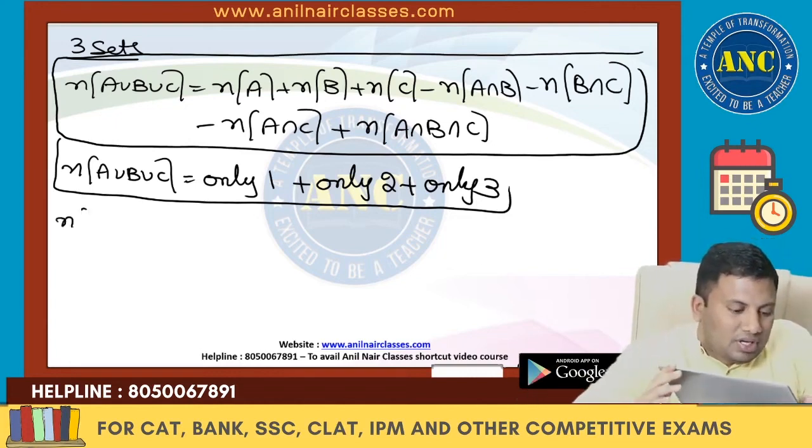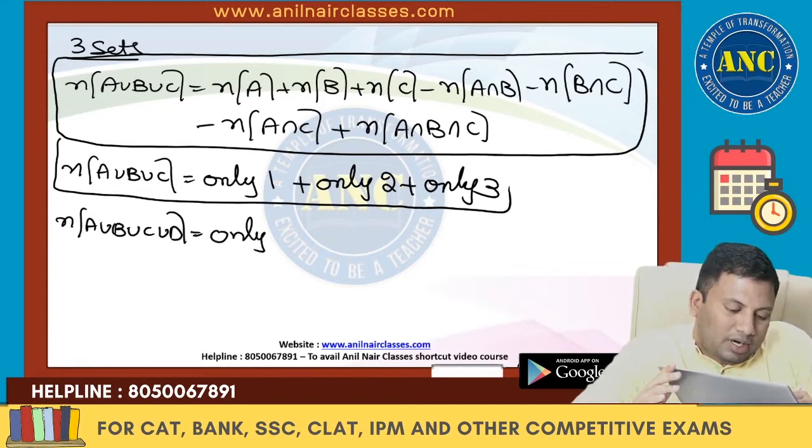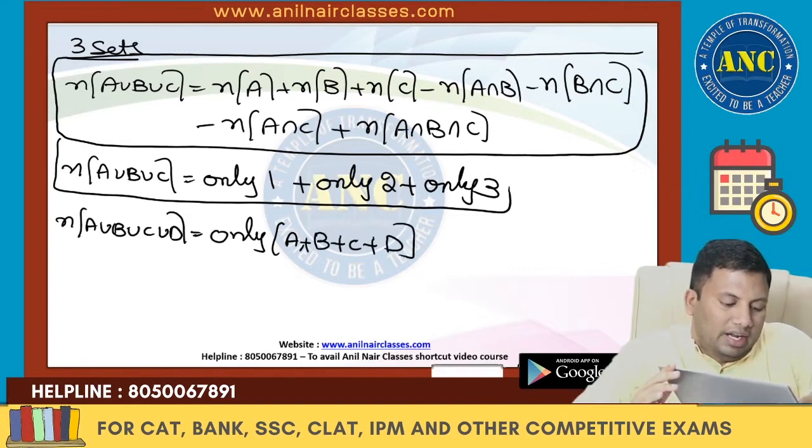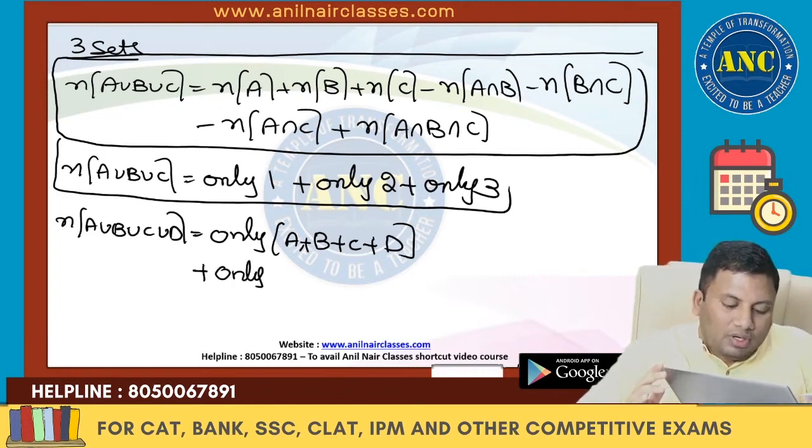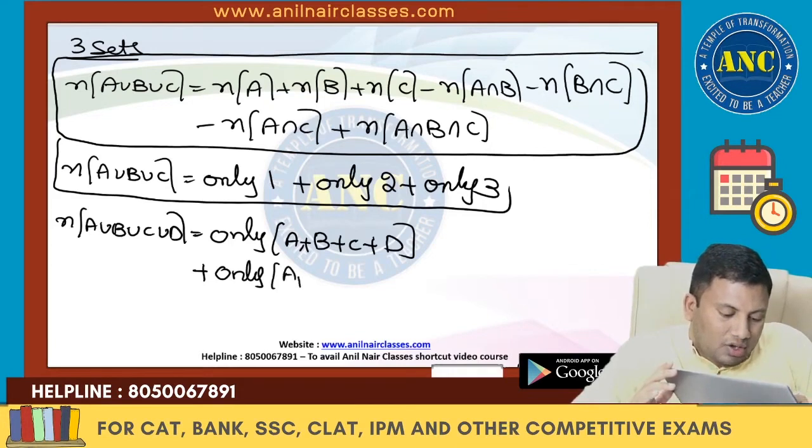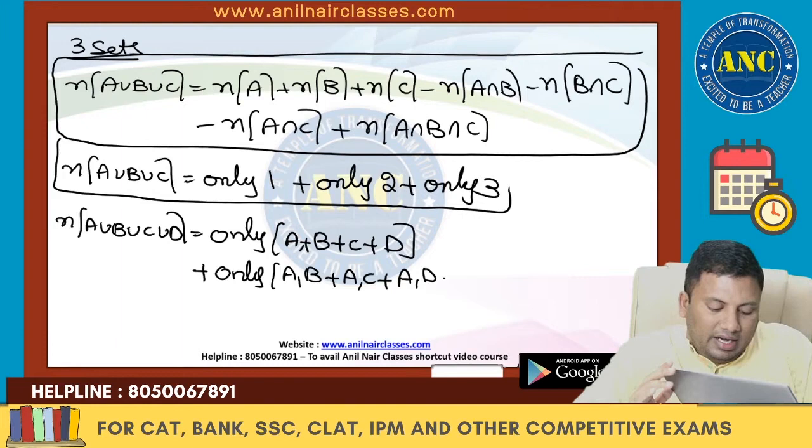If A union B union C union D is given, what is that? It is nothing but only A, only B, only C, only D. Next, 2 out of 4 values: out of 4 values, I have to take 2 values. So it is AB, next AC, next AD, and so on up to CD.